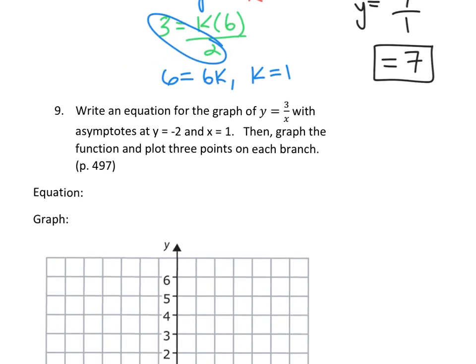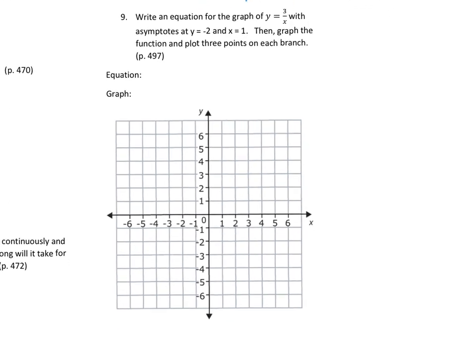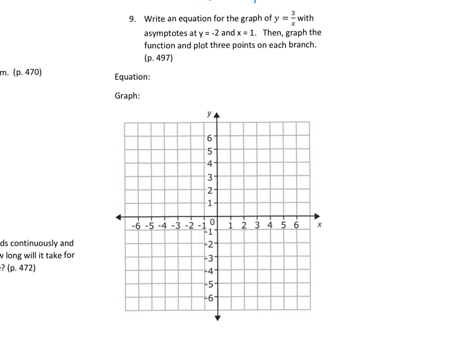Number 9, write an equation for the graph y equals 3 over x with these asymptotes. So it's going to be y equals 3 over, but if you have an asymptote of x equals 1, that means that if you let x be 1, the denominator is going to be 0. So this has to be x minus 1. And then this graph is shifted down 2, so that's why it's negative 2.